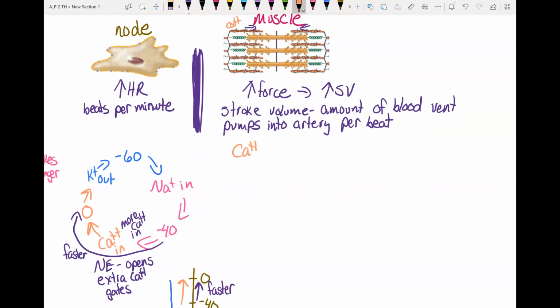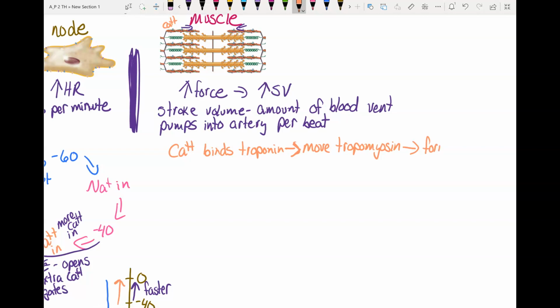So remember, calcium binds troponin to move tropomyosin, so that you can form a cross bridge. And once you form a cross bridge, then the myosin pulls the actin in and the muscle contracts. It's kind of a simplified version. If you go back to chapter 10, you have all the detailed steps.